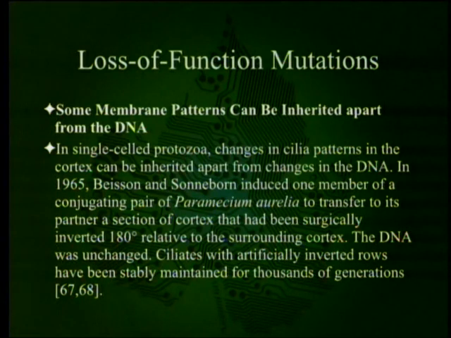The DNA was unchanged. Ciliates with artificially inverted rows have been stably maintained for thousands of generations. Now, whether they're better than the ones with the normal remains to be seen. I suspect probably they're not. But the point of it is that that's not inherited with the DNA. The DNA couldn't correct it after thousands of generations.